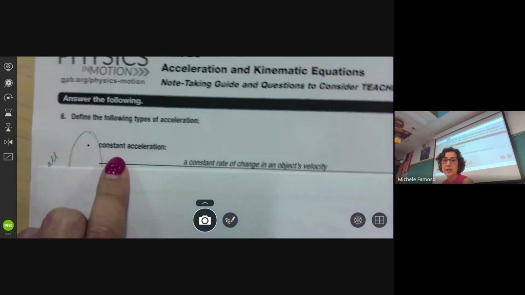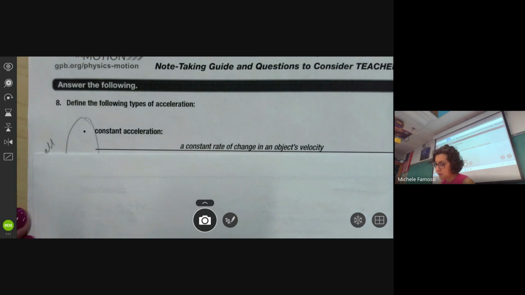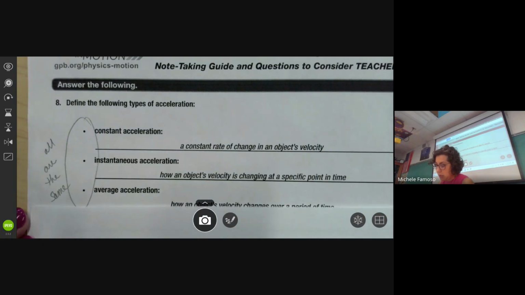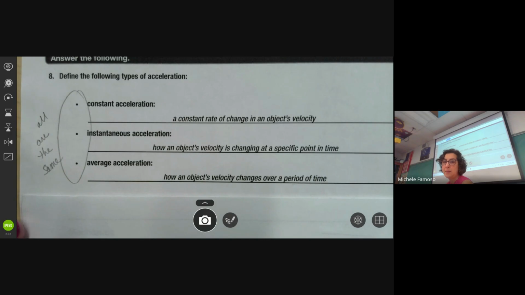Number 8, define these. What is a constant acceleration? That's a constant rate of change in an object's velocity. What is an instantaneous acceleration? It's how an object's velocity is changing at one specific moment in time. An average acceleration is how an object's velocity changes over a period of time.